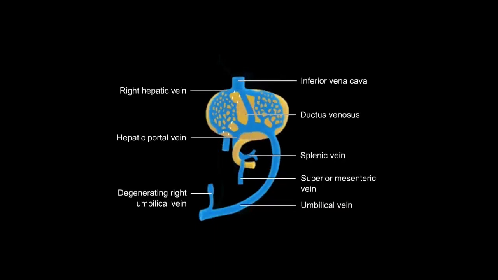As development continues, the umbilical veins lose their connection to the heart and empty directly into the liver, and the right umbilical vein regresses. The left umbilical vein becomes the true umbilical vein. The ductus venosus, a large venous shunt, also develops in the liver, connecting the umbilical vein with the inferior vena cava. Remnants of the right vitelline vein include the hepatic portal vein and the splenic and superior mesenteric veins.